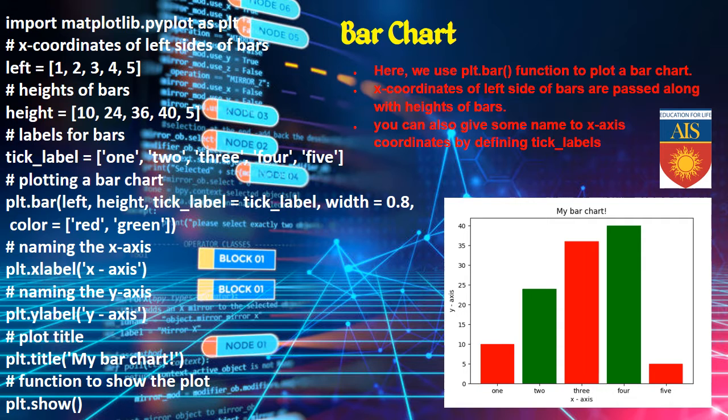Special note: here we use the plt.bar function to plot a bar chart. The x coordinates of the left side of the bars are passed along with the height of the bars. We can also give names to the x-axis coordinates by defining tick label. It is up to you. If you want to give it, you can; otherwise, if you don't want to, that is also okay. And the hash symbol, whatever we have written after it, is actually a comment. It is not mandatory to provide any comment in a program. It is for your betterment, you can use it.